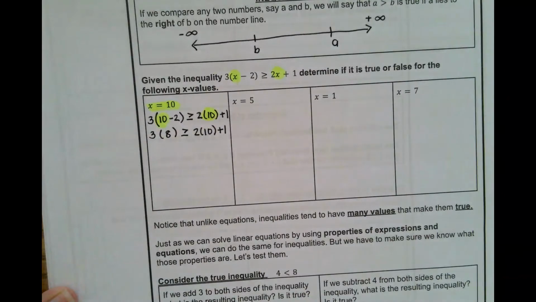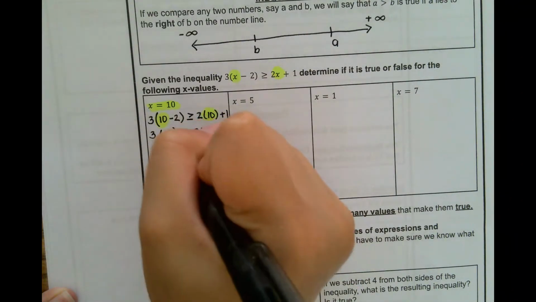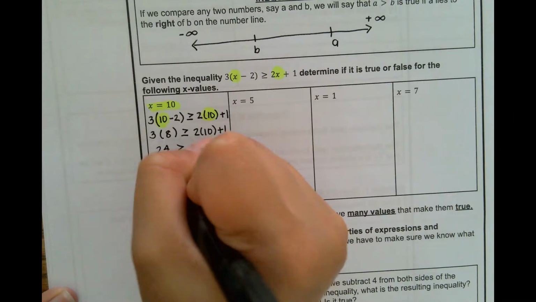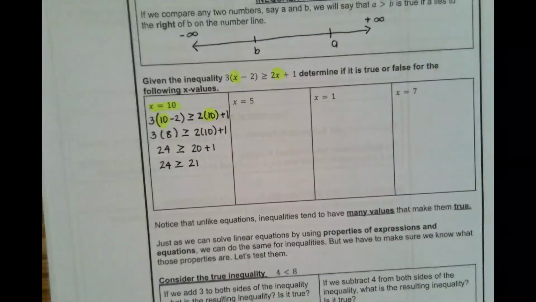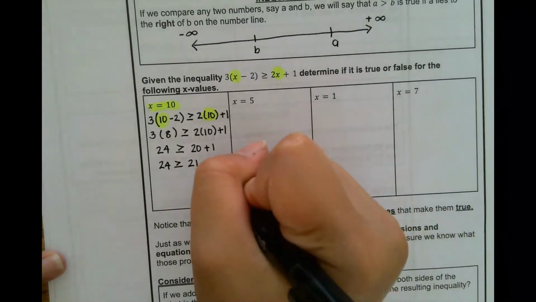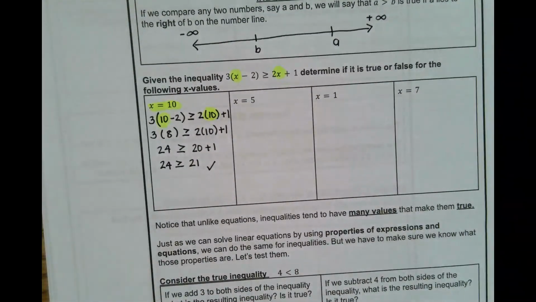Then next is multiplication and division. So 3 times 8 is 24. 2 times 10 is 20. And then the last part is that addition. So 20 plus 1 is 21. Is 24 greater than or equal to 21? Yes, that is true. So that means x equals 10 is a solution to this inequality.